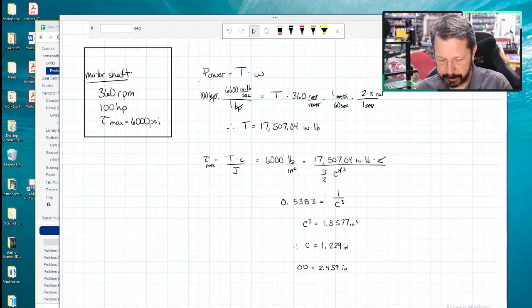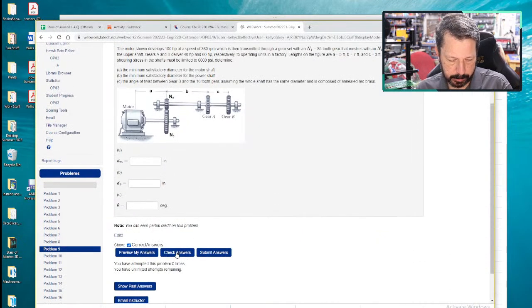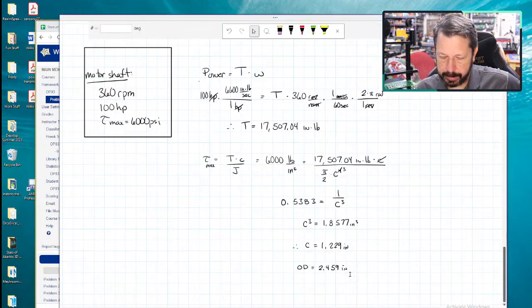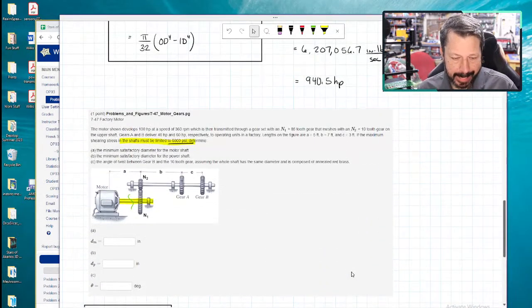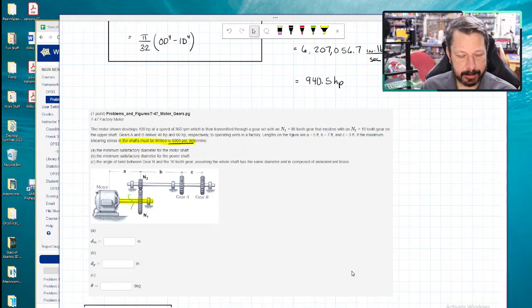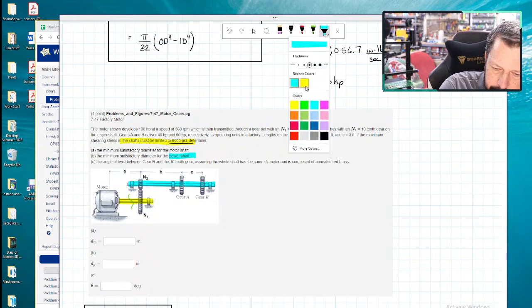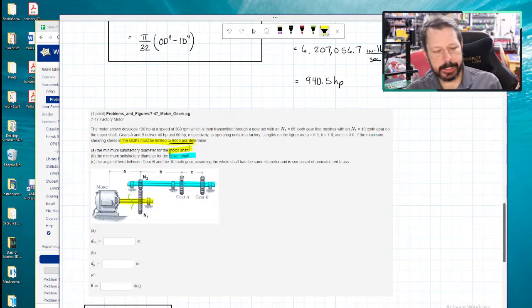Let's see, 2.459, see if WebWork cares for that number. Yep, 2.45853, yeah, that's 2.459, which is what we have. So we're good there. Okay, now it wants the same kind of thing, but the minimum satisfactory diameter for the power shaft. So the power shaft is that one. Power shaft is that. Motor shaft is yellow. So power shaft in this case is referring to the output power. So the yellow motor shaft would be the input power, and the cyan color would be output.